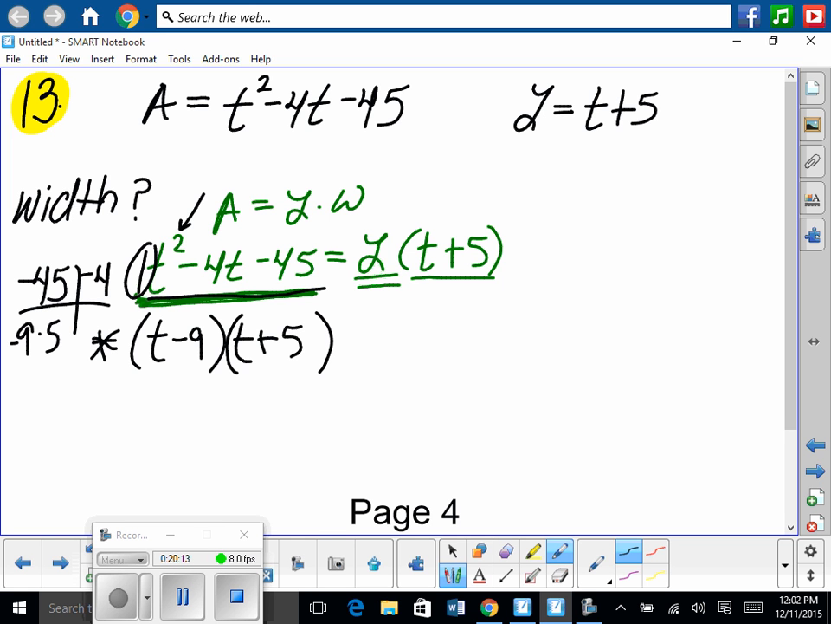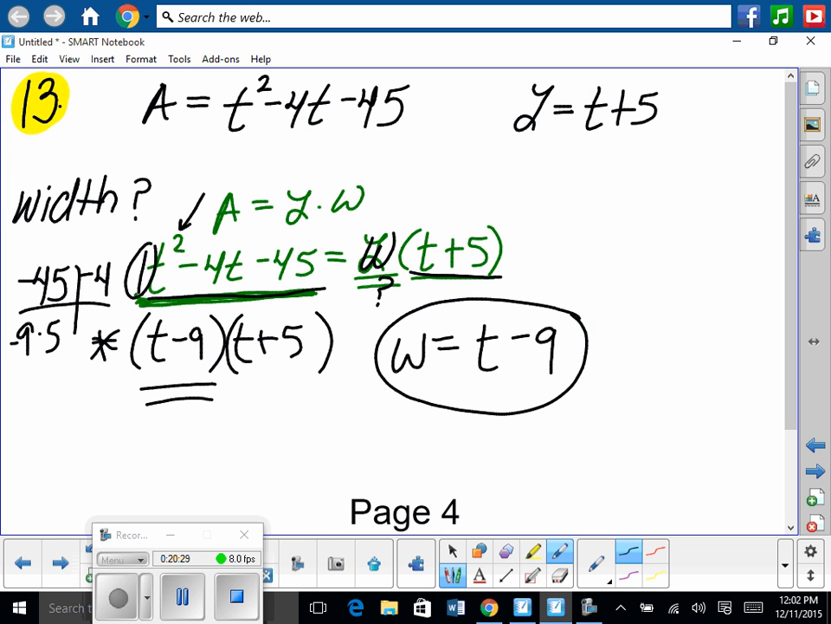So if our length, our width, this is width, sorry. So our length is this, so what's our width? Well, it must be t minus 9. So our width is t minus 9. So all we have to do is factor that one.